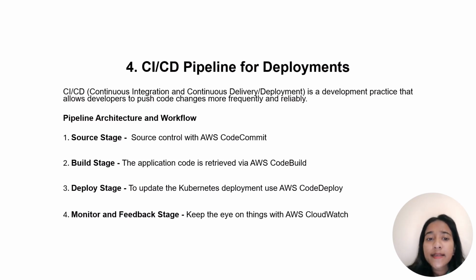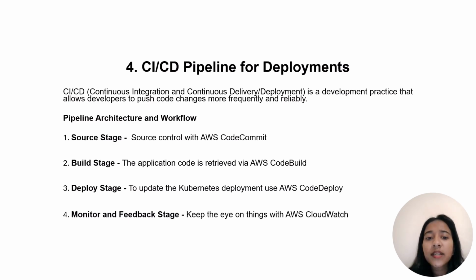I'm going to explain the CI/CD pipeline for deployments. CI/CD stands for Continuous Integration and Continuous Delivery or Deployment. It is a process that helps developers push changes faster and more reliably. In our case, the pipeline has four main stages.